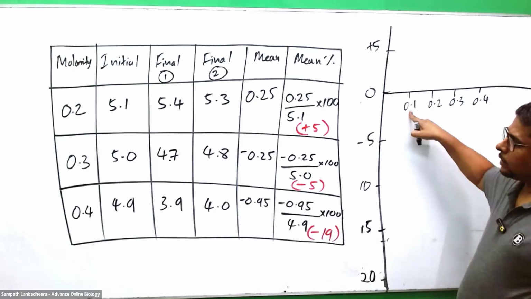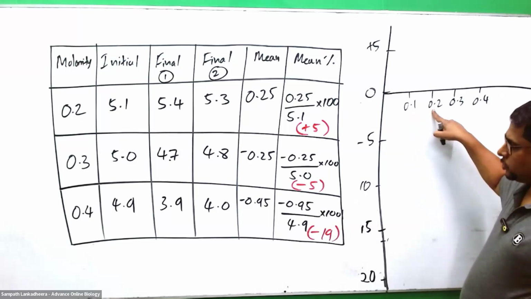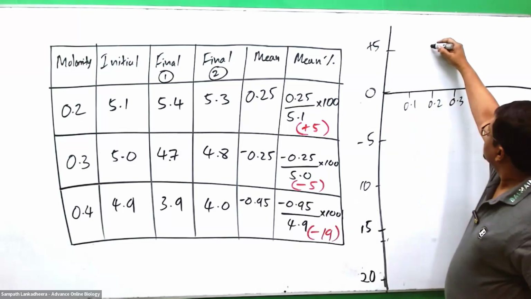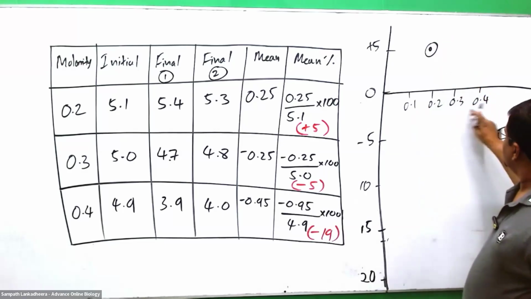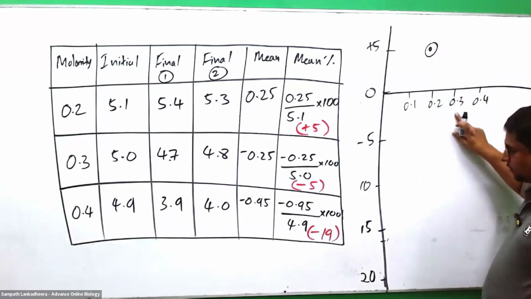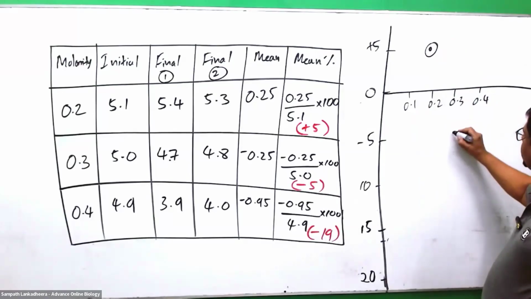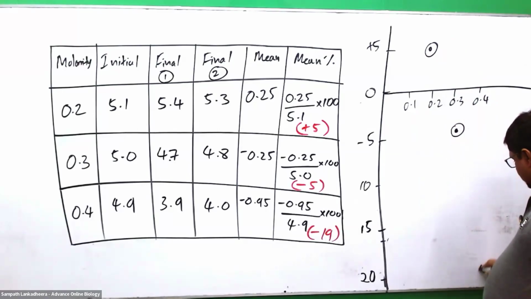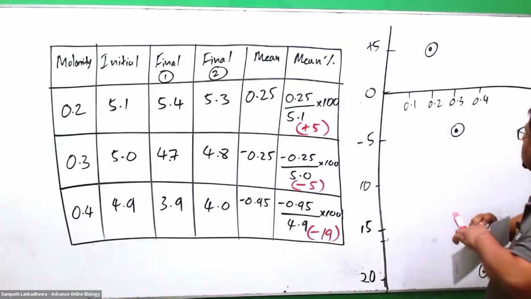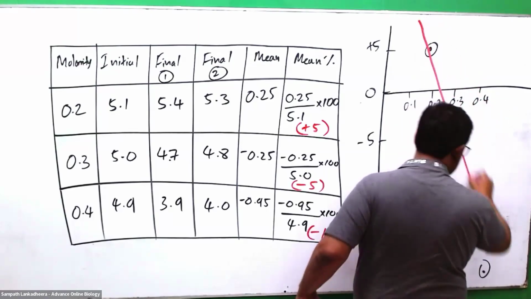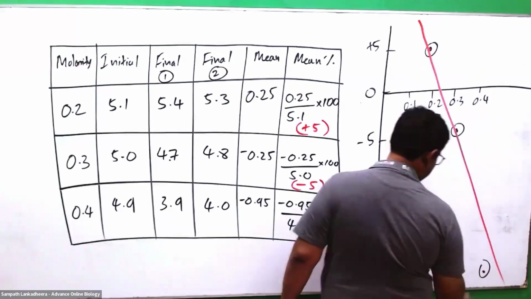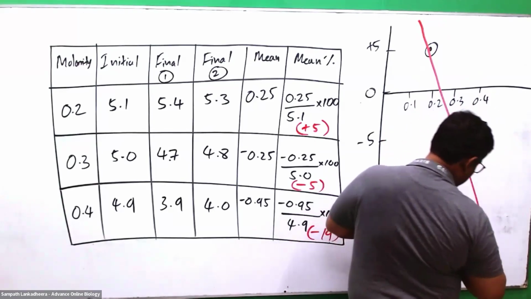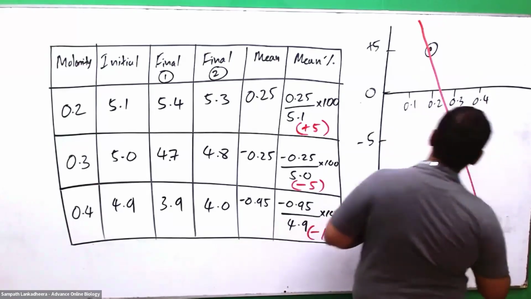So what do you take? For 0.2, plot plus 5, somewhere here. For 0.3, minus 5, somewhere here. For 0.4, you can take minus 19. So you draw the graph, then plot it like that.